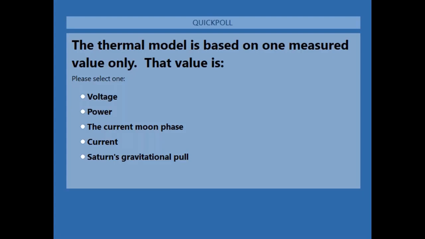And I'm going to close the poll in a second. Most of you got this right. In fact, 93% of you got this correct. And yes, the motor thermal overload model looks at one value and one value only, and that is current. And it computes everything else from that.